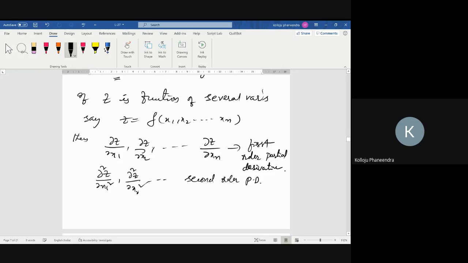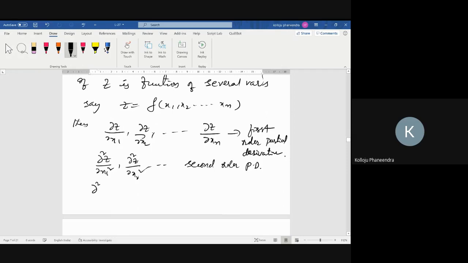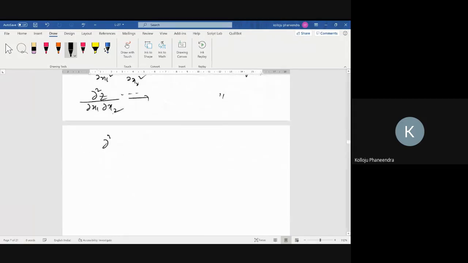Similarly, here there is one change: z derivative with respect to x1, x2. This is also a second order partial derivative. Like this, there are so many derivatives. Here, first I have to calculate dou z by dou x2. Dou square z by dou x1 dou x2 stands for what? First, dou z by dou x2 you calculate, and for this, dou by dou x1.